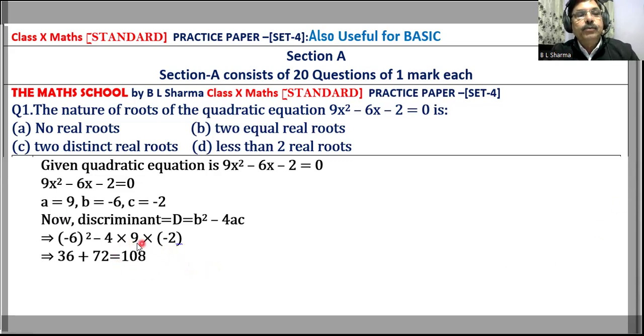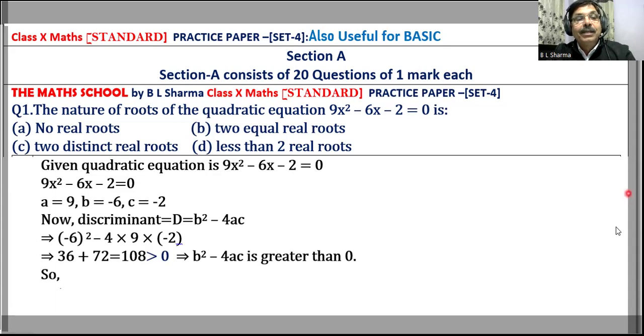Because the discriminant is 108. To get the nature of root, we decide whether the discriminant is equal to 0, greater than 0, or less than 0. But here, this is greater than 0. So, since the discriminant, which is b square minus 4ac, is greater than 0, that is why the roots are real and distinct. There will be two roots because it is a quadratic equation. The degree is 2, therefore there will be two roots.